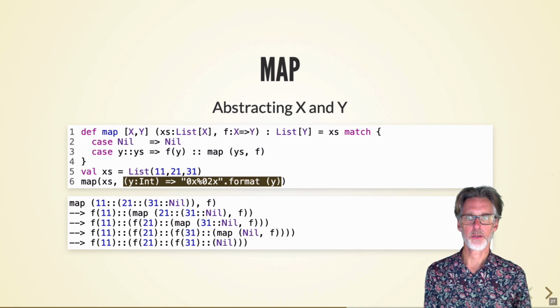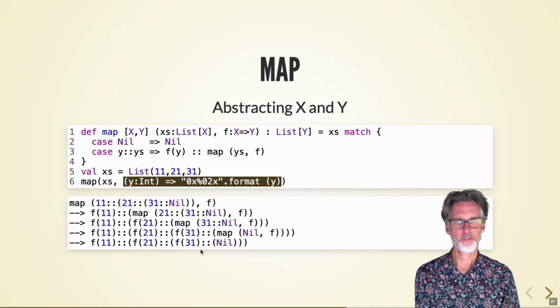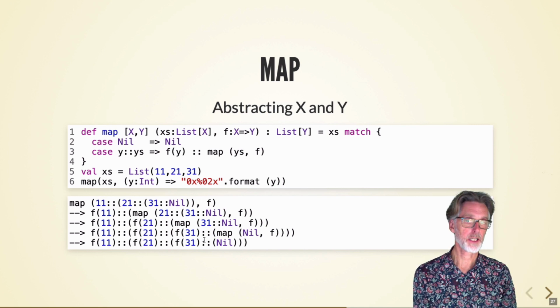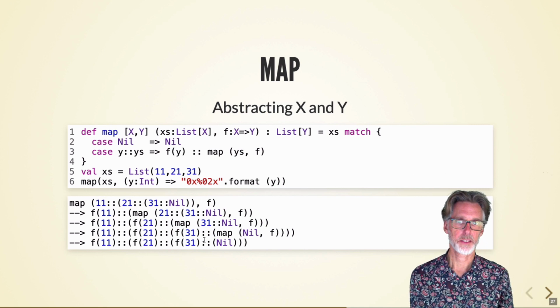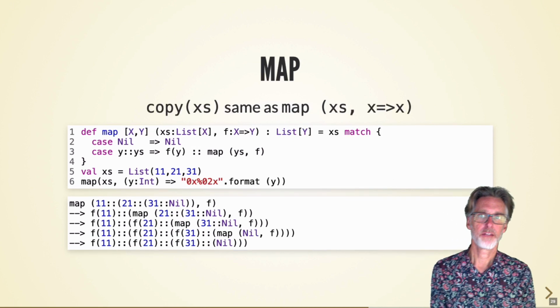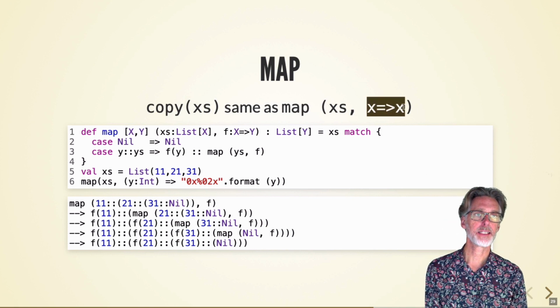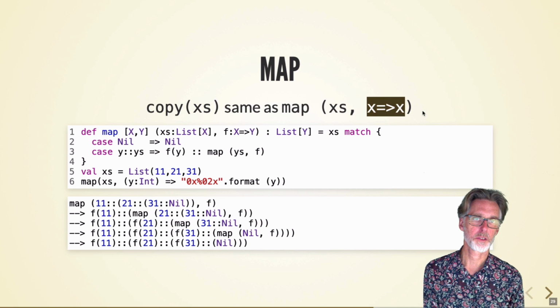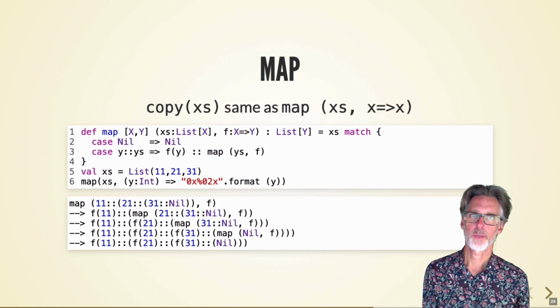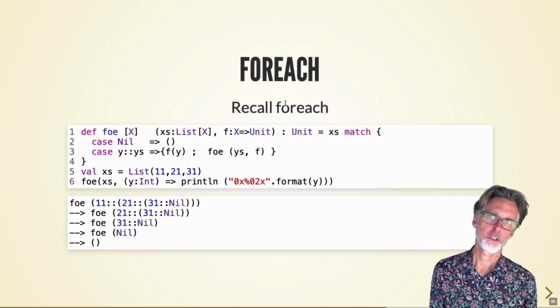So what is map doing? Well, map is going to go into our list and apply f to every element of that list, creating a new copy, if you like, a new list with the resulting elements. Copy does something very similar, except it doesn't transform the elements. In fact, copy is the same as map, where we're passing in the identity function, the function that just returns its argument. So map is related to copy. They're very, very similar in their structure. Map is also related to FOREACH.